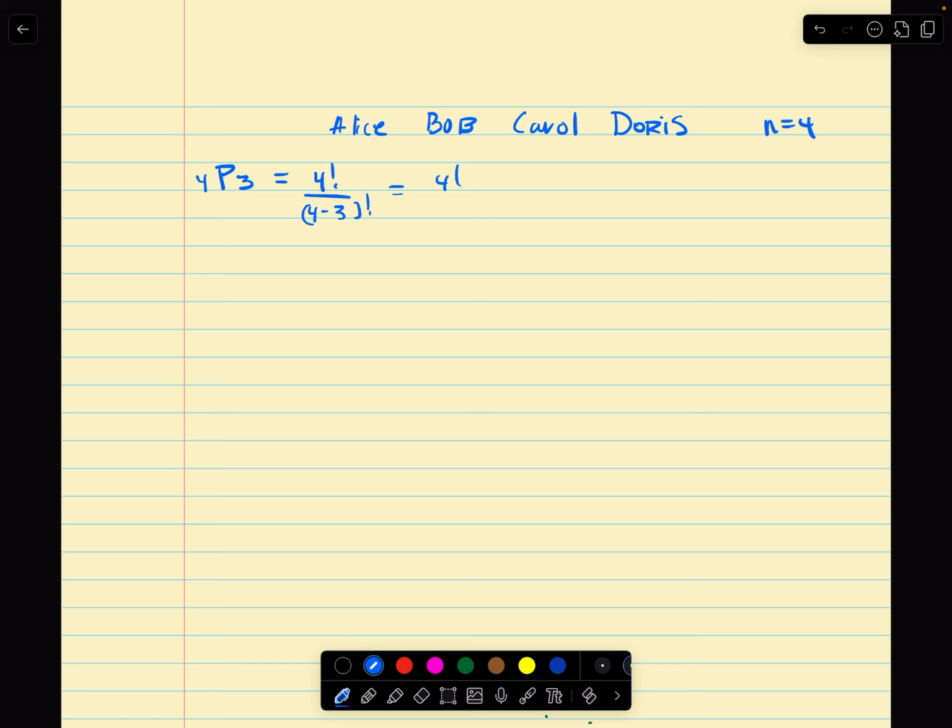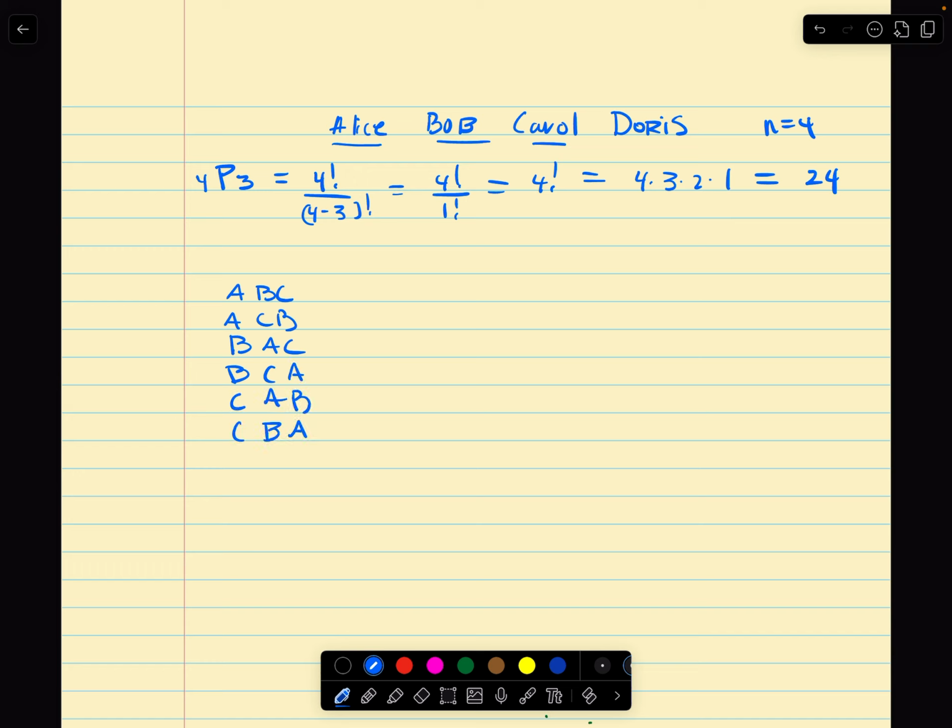Or 4 factorial over 1 factorial, which is really just 4 factorial, which is 4 times 3 times 2 times 1, or 24. Let's actually take the time to list them all. So we could have Alice, Bob, and Carol and all of its permutations. So A, B, C, A, C, B, B, A, C, B, C, A, C, A, B, C, B, A.